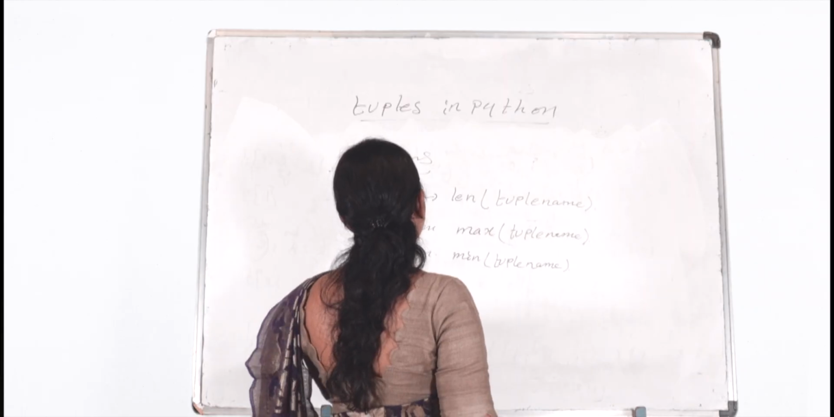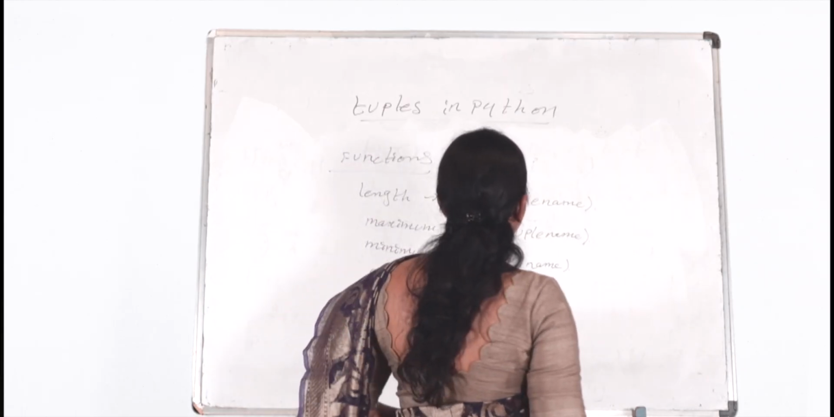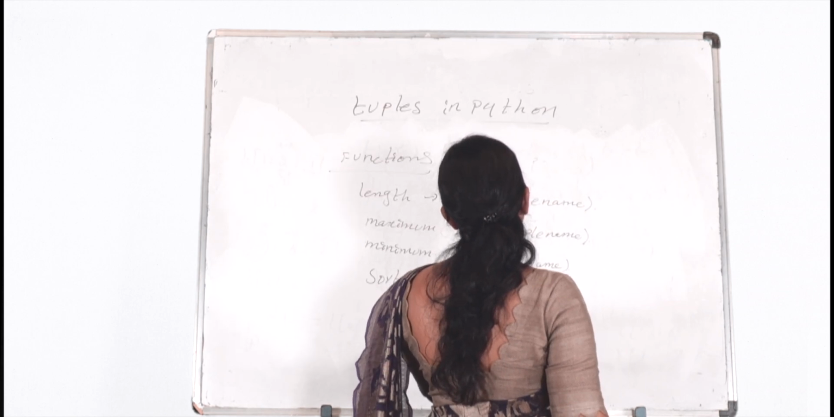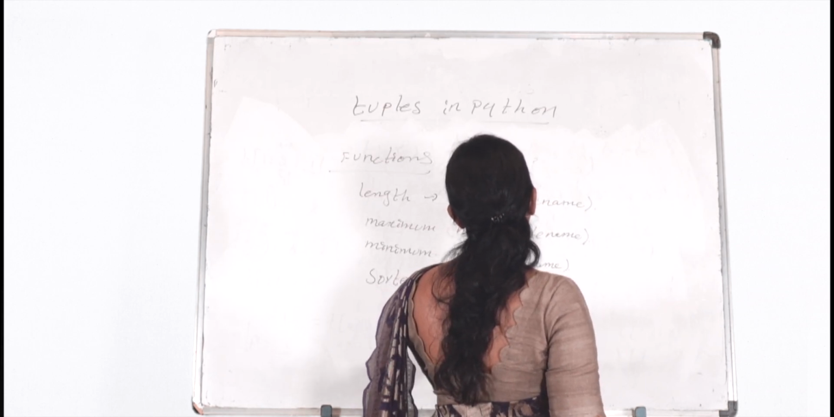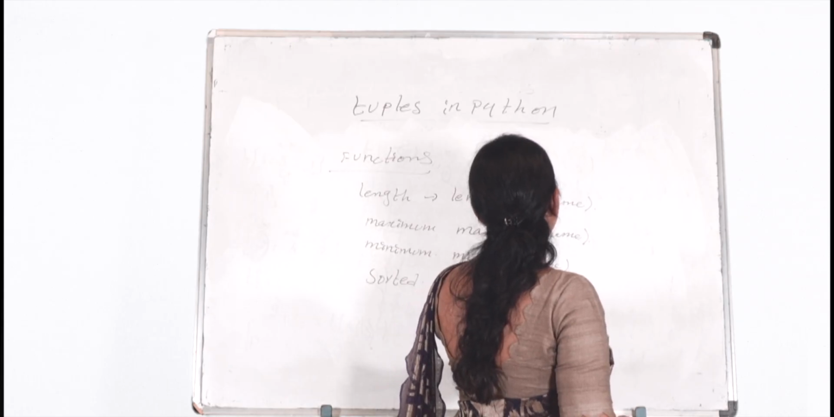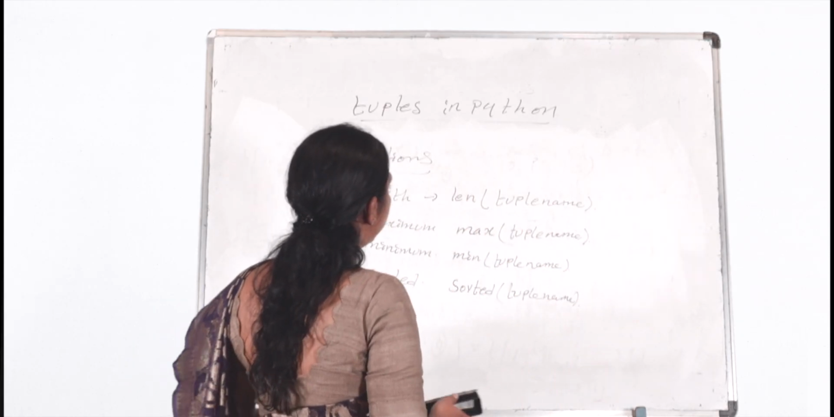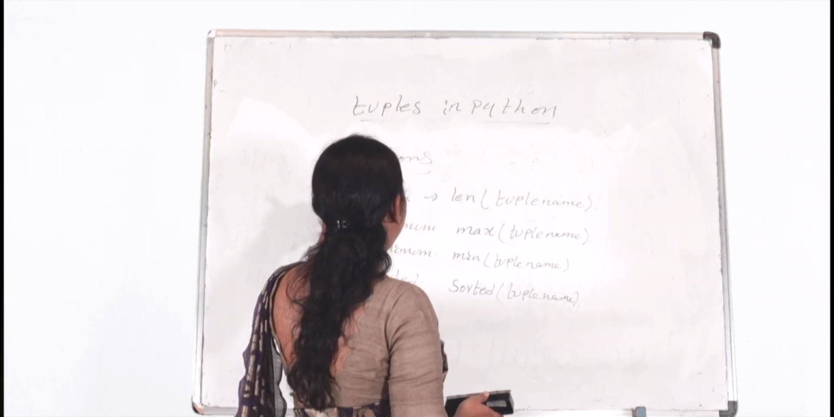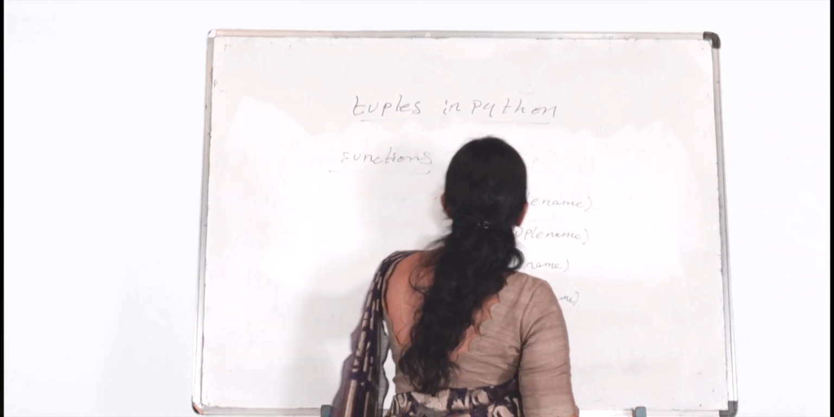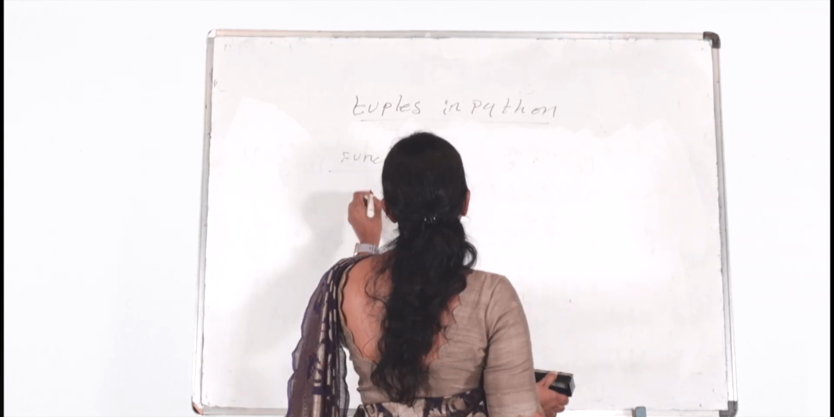And one more, we have the sorted function. What it does is sort that tuple. The syntax is sorted of the tuple name, so it will be printed in an ordered manner. So the functions we have on tuples are len, max, min and sorted. We will see them one by one.